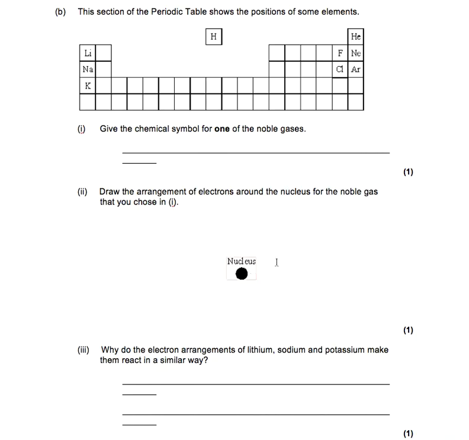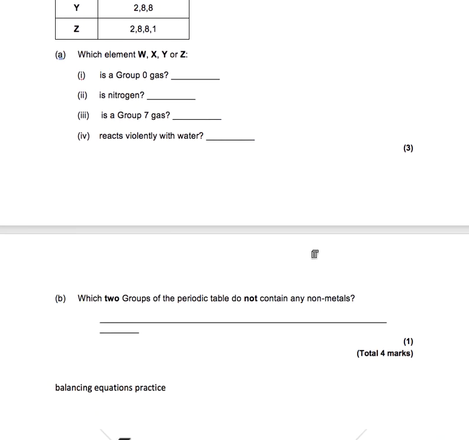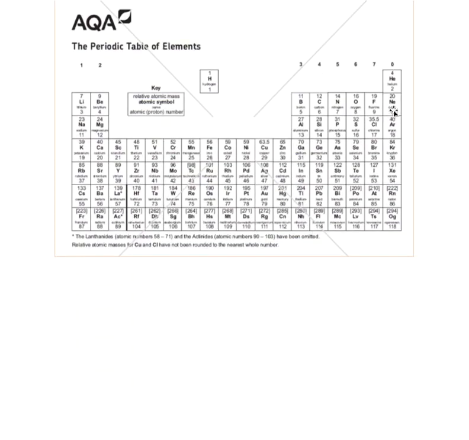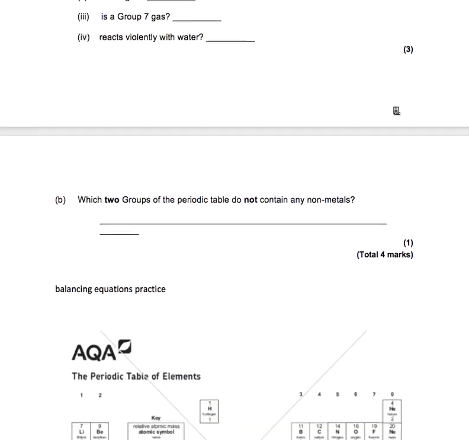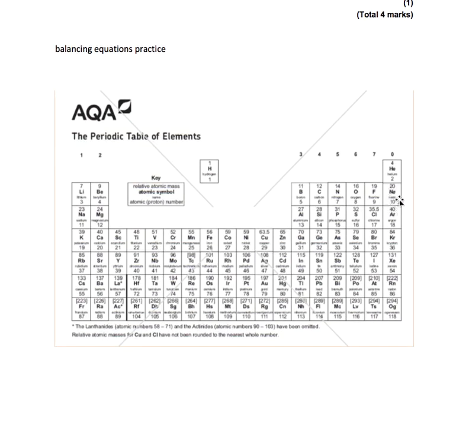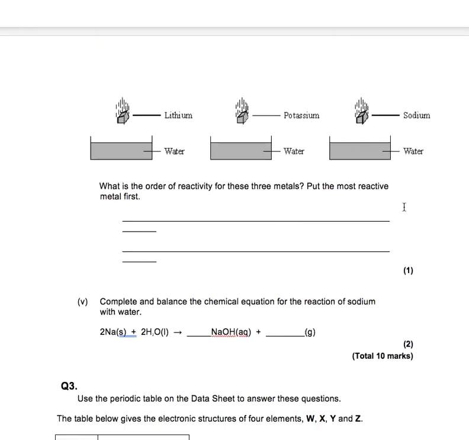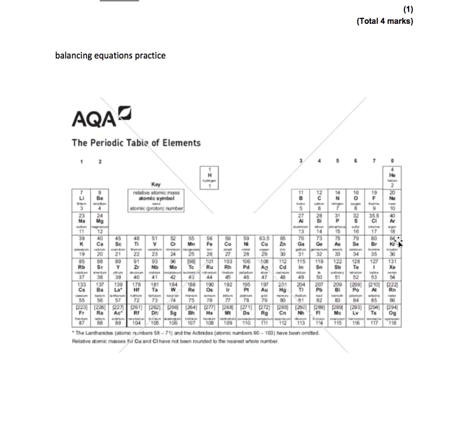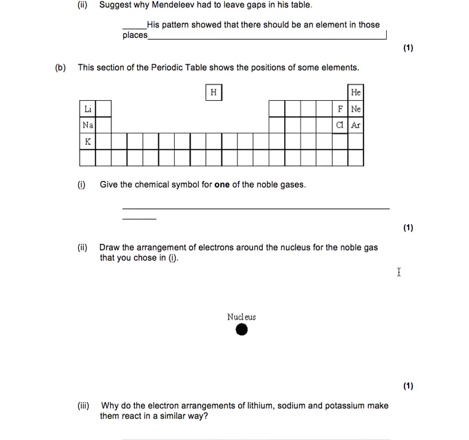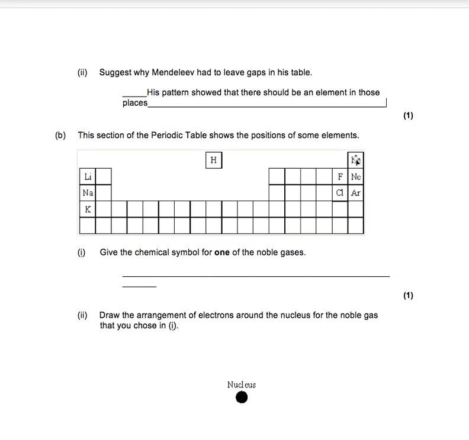Neon would be, if we go down to neon, 2, 8. Because, sorry, I should have paused a little longer there, you have 10 protons, therefore 10 electrons, so there will be 2 in the first shell, 8 in the second. Was it argon that was the next one? Argon, yes. So argon would be 2, 8, 8. So whichever one you chose, it's either 2, 2, 8, or 2, 8, 8.